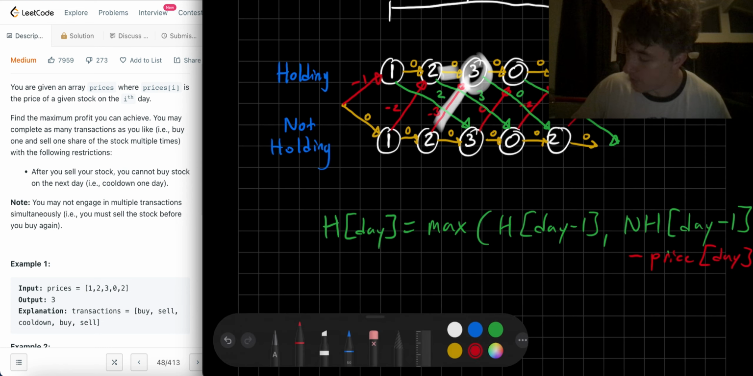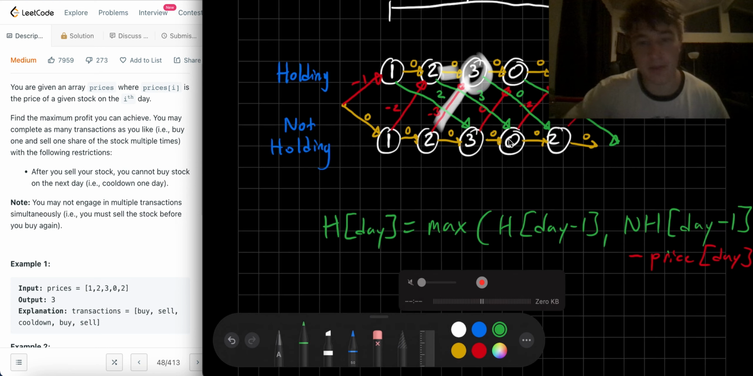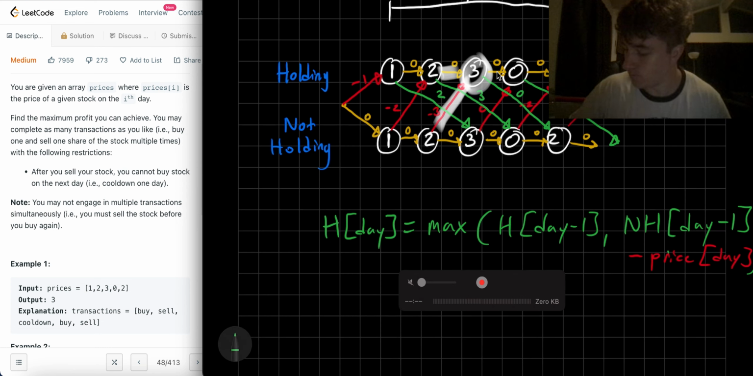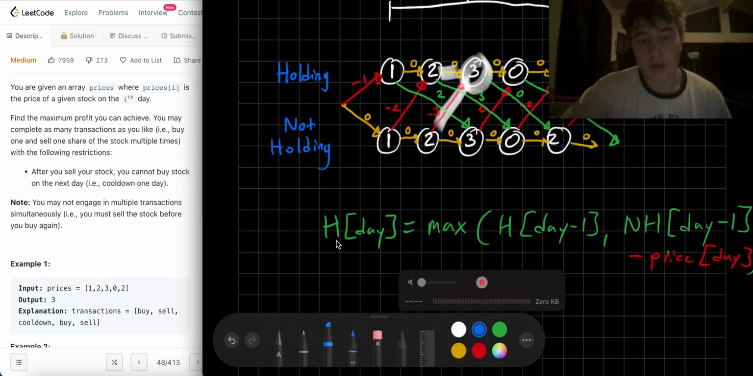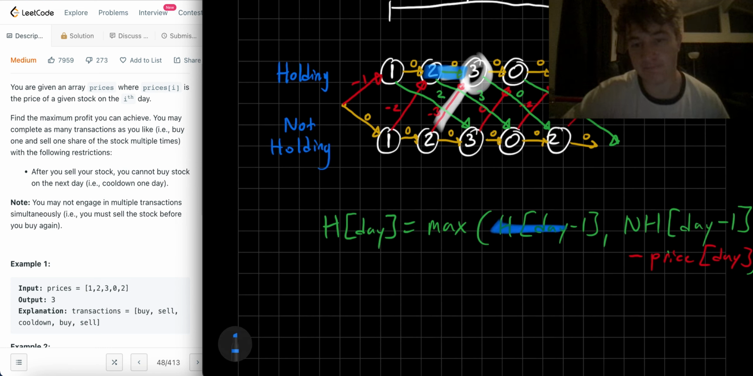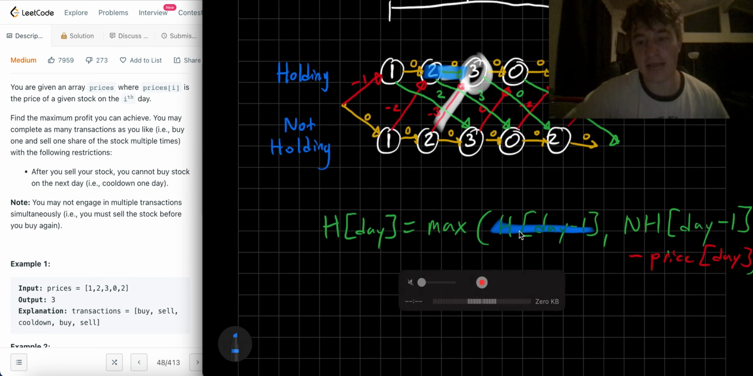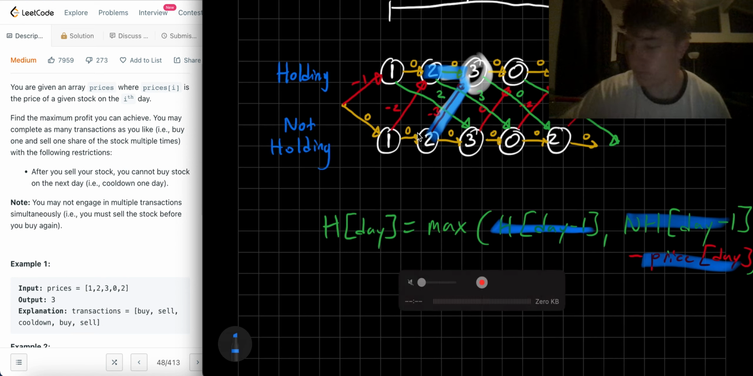So basically what's happening here is I'll go through each of the terms individually. The maximum value I can get holding on some certain day, this was the day, I can either continue holding from the previous day, so whatever this maximum value is from the previous day, or I can take this edge, which corresponds to not holding on the previous day, and then I have to spend the money to buy on this day. Okay.